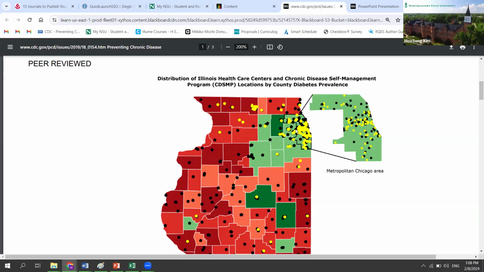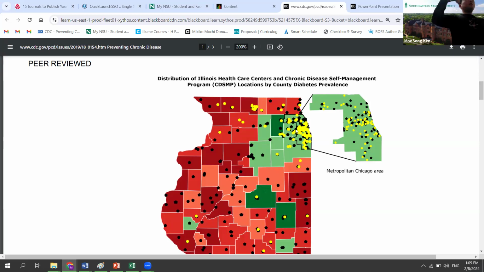What kind of things can we get from this data? Very obvious, right? More health promotion programs, lower type 2 diabetes prevalence rate. So that's why we need to have more health promotion programs in our community. With more of this kind of health promotion program, probably we can reduce the type 2 diabetes prevalence rate, right? Yeah, that's how it works.